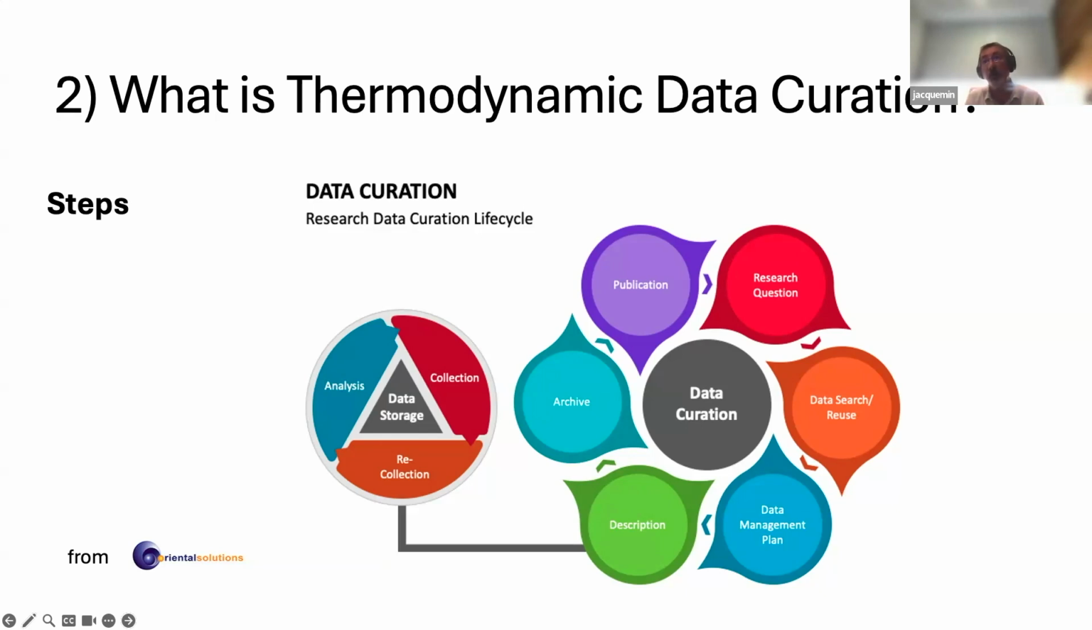Which kind of data we are looking for, and how to use it, how to develop a data management plan in order to have a user-friendly interface for them to be able to read and use the data, and how to archive the data, and so on.